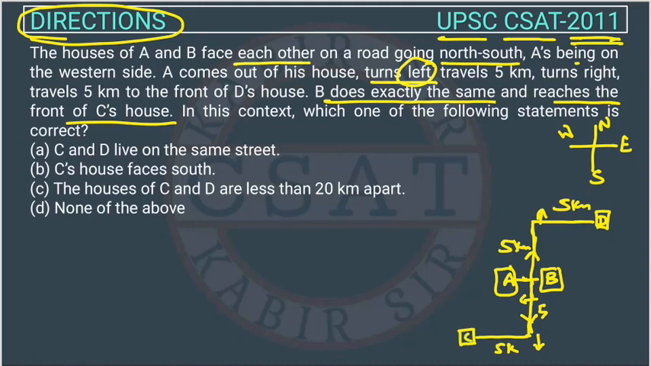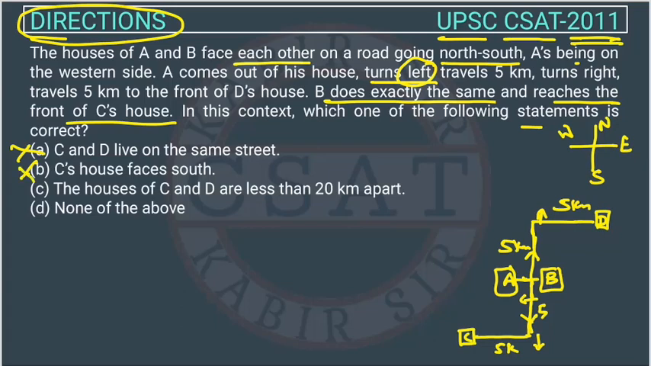In this context, which one of the following statements is correct? Now we have to check all the statements, because they are asking which one of the following statements is correct. C and D live on the same street. Are they living on the same street? No, so this is wrong altogether. C's house faces south? C's house is on this side, C's house faces east, because we have the east direction here, so this is also wrong.